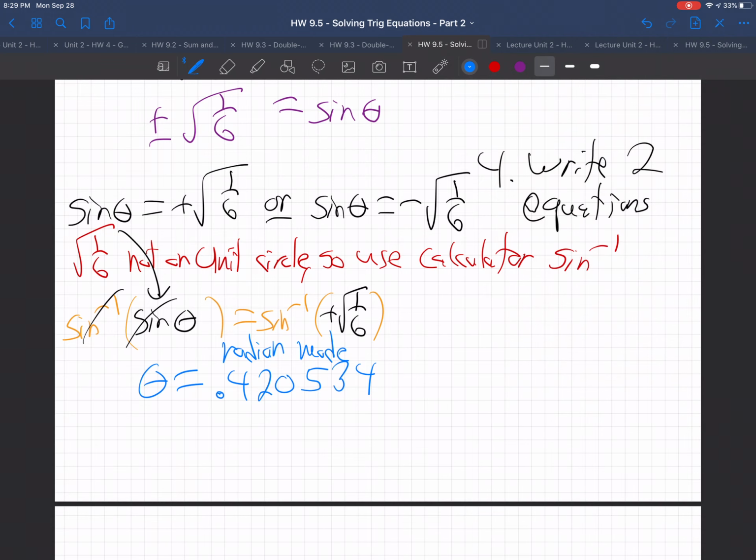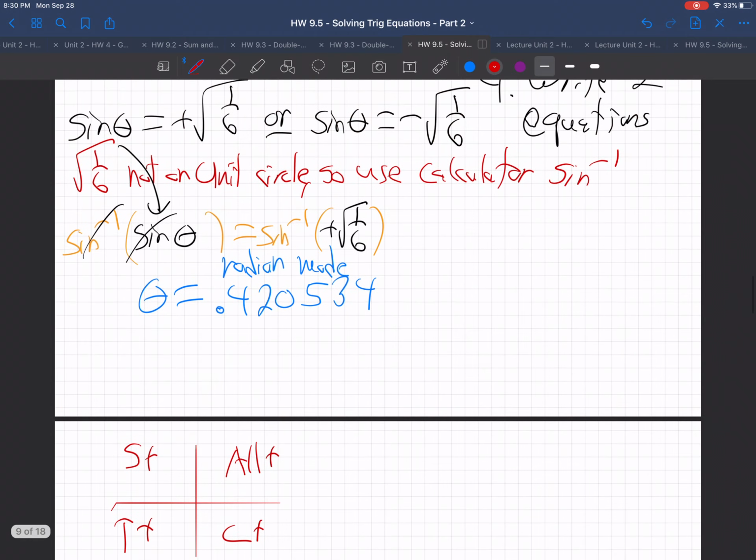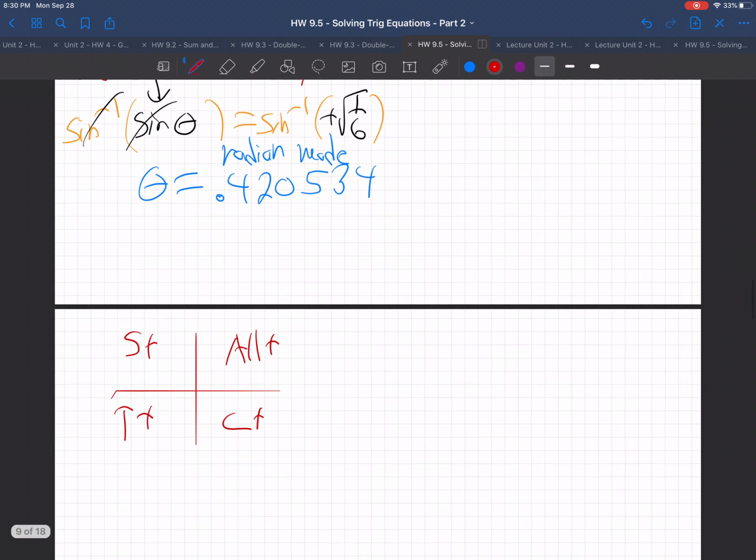We've got to get two answers. How do we know where they are and what they are? Well, you have to realize which two quadrants. Remember the all students take calculus thing, right? All are positive here. Students take calculus. So what was my original question? Where is sine of theta positive? Square root of 1/6. So where's sine positive? Which two quadrants? Here and here.